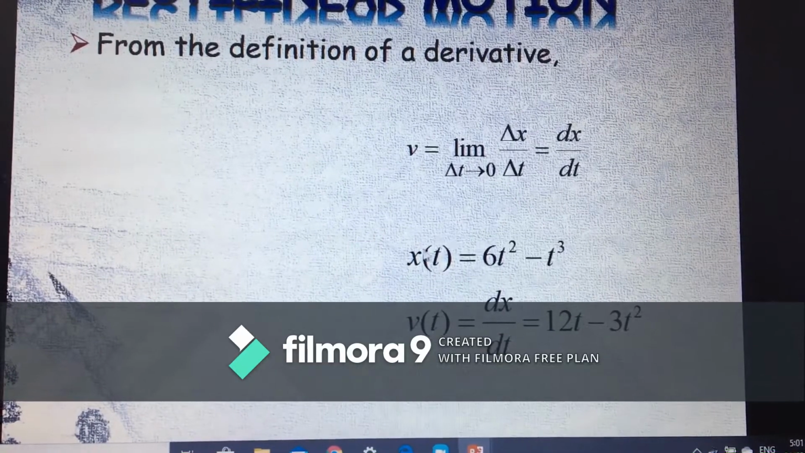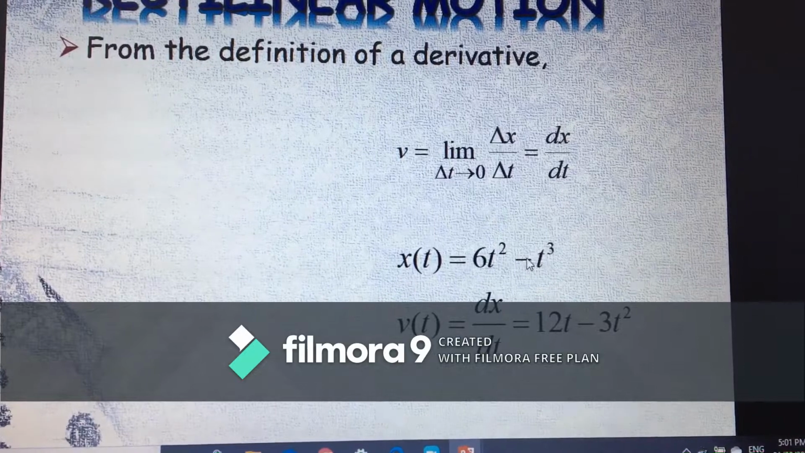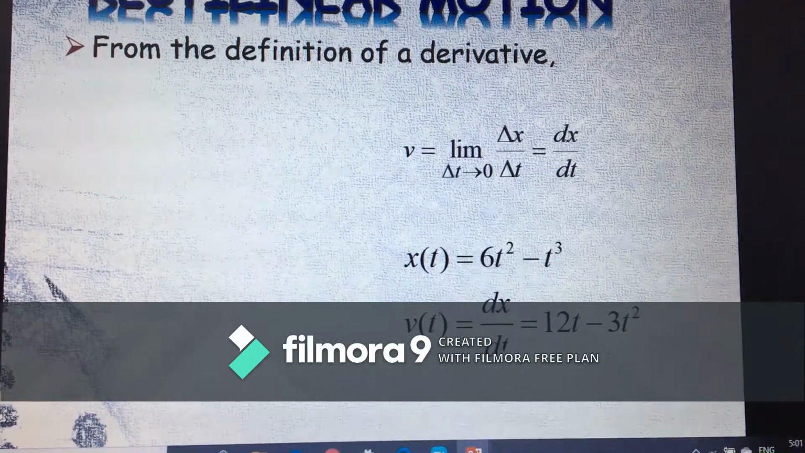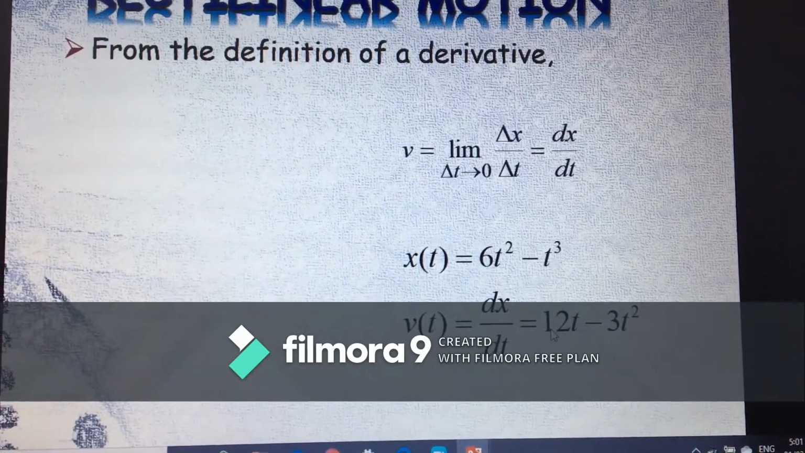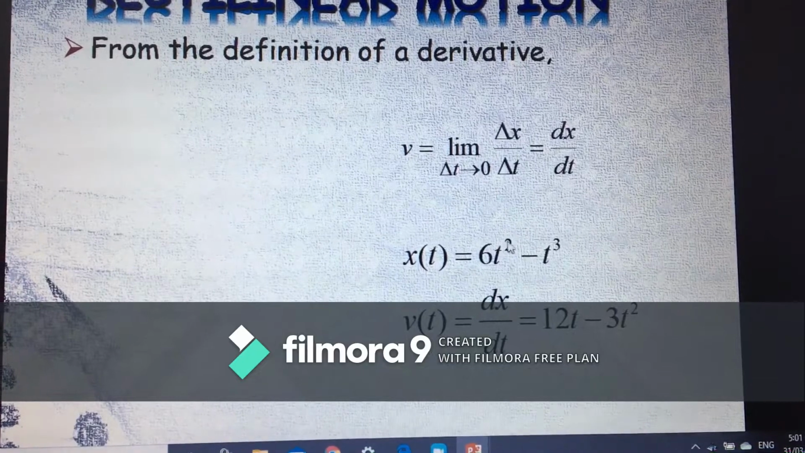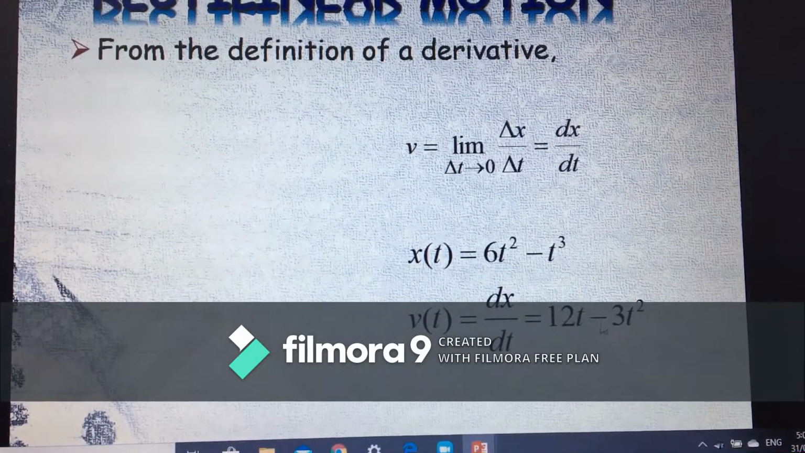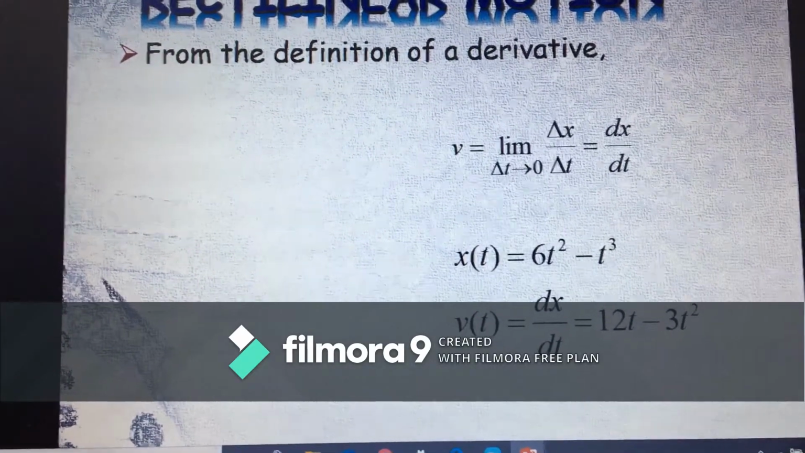The velocity at any time t is just the derivative. You just take the derivative of this function, which is equal to 6t squared minus t cubed. So the derivative of the function x with respect to time, using your knowledge in differential calculus, is just 12t minus 3t squared. Alright? Any question?